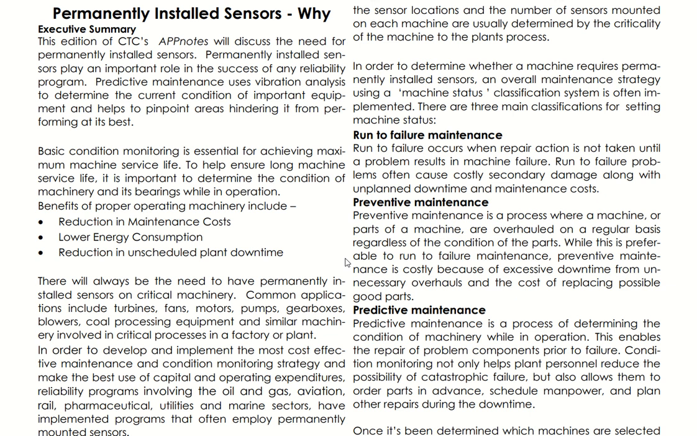It is a process of determining the condition of machinery while in operation itself, right? And it will enable the repair of the problem components prior to failure. So condition monitoring not only helps the plant personnel reduce the possibility of catastrophic failure, but it will also allow them to order parts in advance, schedule manpower, and plan other repairs during the downtime, right?